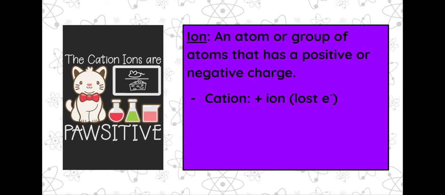In order to become positive, they have to lose electrons. Anions are negative, and they are negative because they have gained electrons, because now they have more of what makes them negative. We don't change the number of protons when we're looking at atoms, because as soon as you do that, we're looking at a different type of atom. So it's always about changing electrons to form those ions.